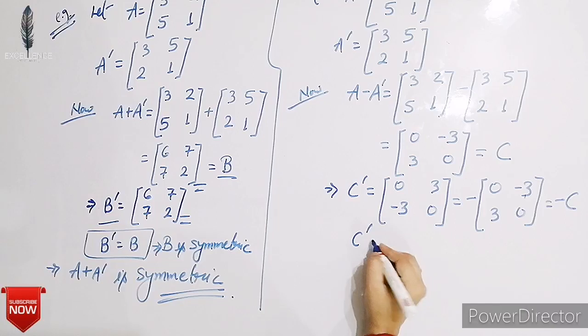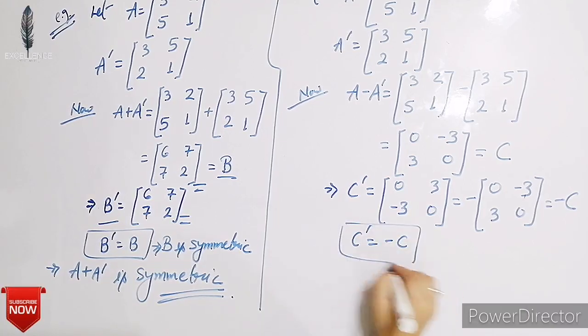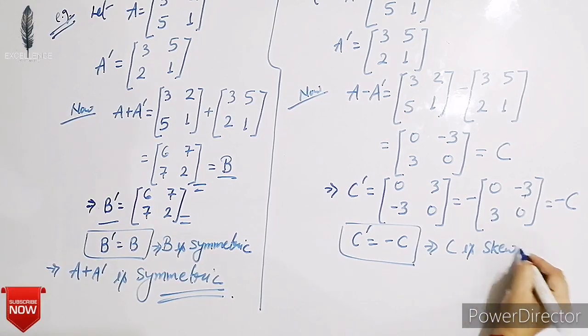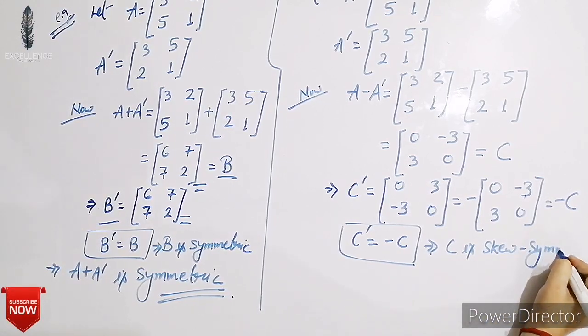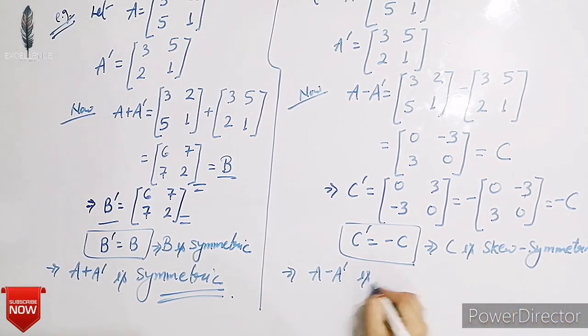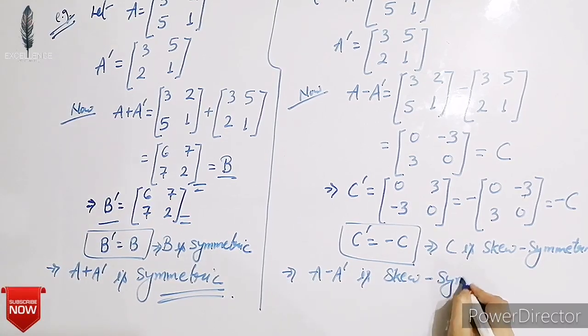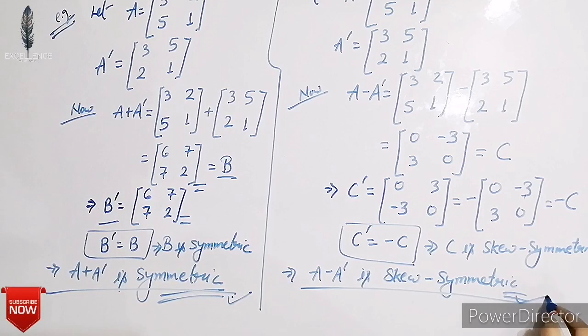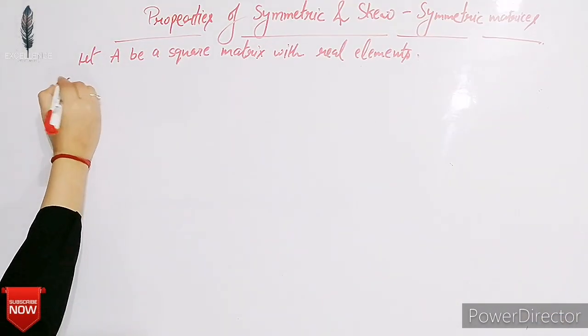Here we have C dash is equal to minus C. C dash equals minus C, that is, C is skew symmetric. It means that A minus A dash is skew symmetric. Both properties are clear. A plus A dash is symmetric and A minus A dash is skew symmetric. Okay. Let's see the next property.